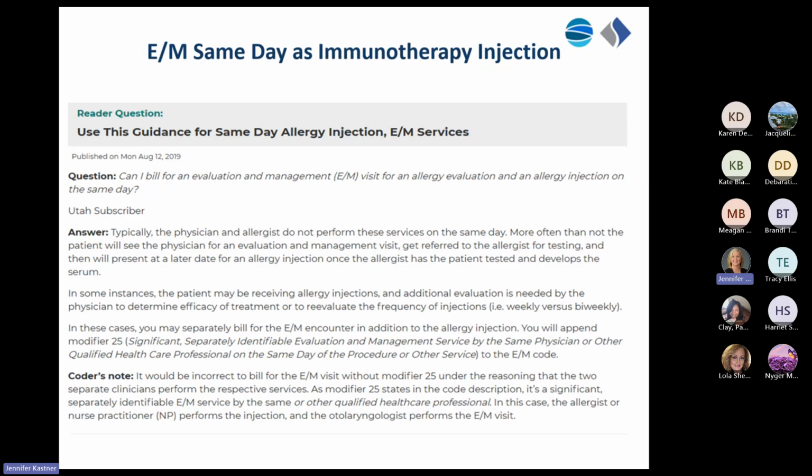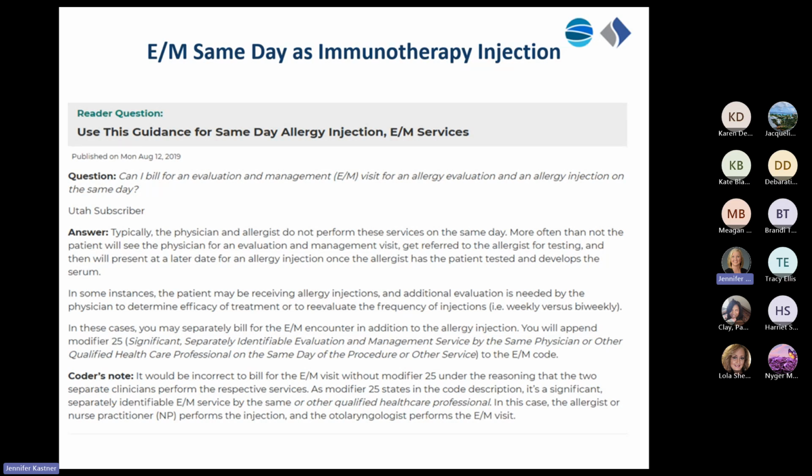Okay, so this slide addresses a common question. Can I bill an E&M visit for an allergy evaluation and an allergy injection on the same day? This was a question posed on AAPC's website. At the end of the presentation, on the resource slide, I have the link to this so you can easily refer to it.